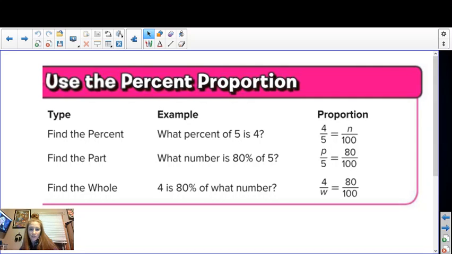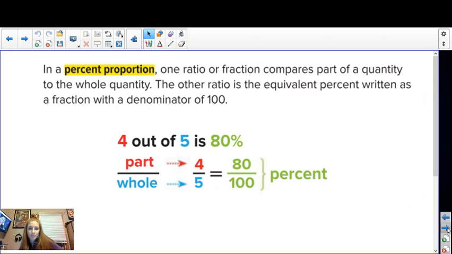So we'd have 4 over the W, or question mark, is equal to 80 out of 100. Again, 80% out of a total 100%. So in a percent proportion, one ratio or fraction compares the part to the whole. The other ratio is the equivalent percent written as a fraction with a denominator of 100. So that's how you would determine that. Part over whole is equal to percent.